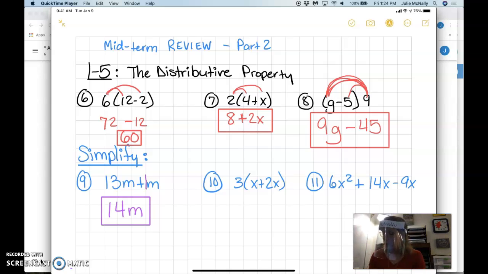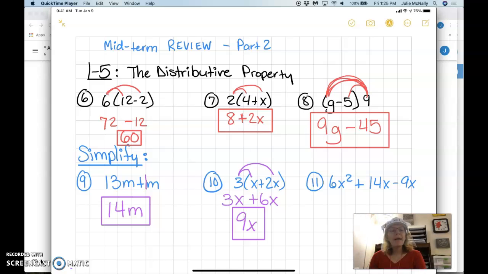Okay? All right, so number 10 looks like it's got some distributive property and probably something else to do. So 3 times x and 3 times 2x, 6x. Now look, I have like terms, so I'm going to keep adding. What is 3x plus 6x? 9x. There you go. Yes. And then number 11, I have to look for like terms. So which terms on 11 are alike?